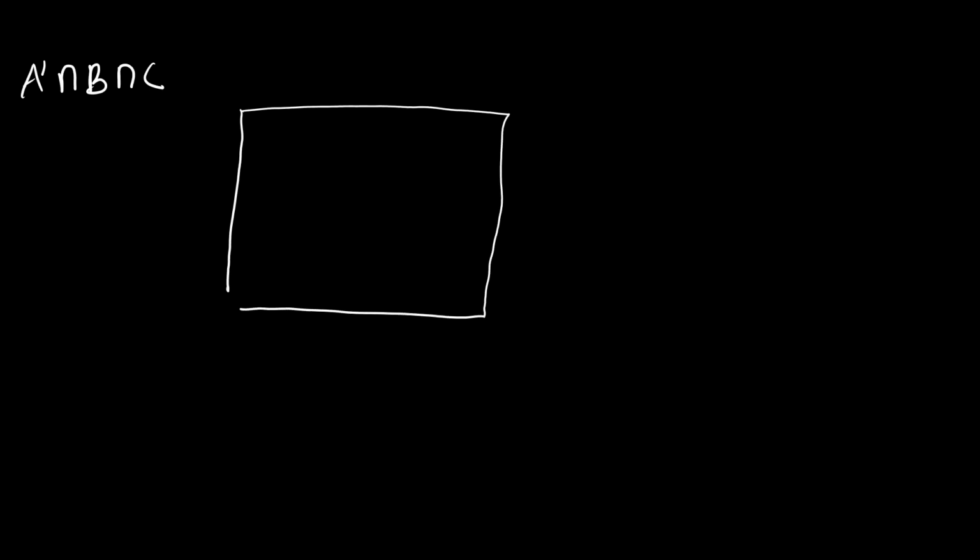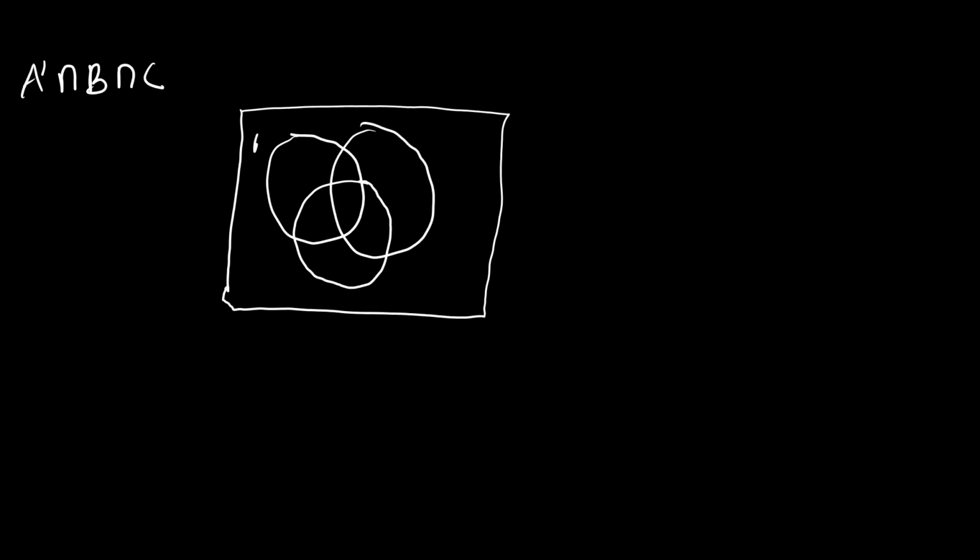Again, let's look at some advanced operation. The first one, if you are to find A complement intersection B intersection C. So here we are to find A complement intersection B intersection C. Again, let's look at a Venn diagram that contains sets A, B, and C. This is A, B, and C. So this is set A, set B, and set C.